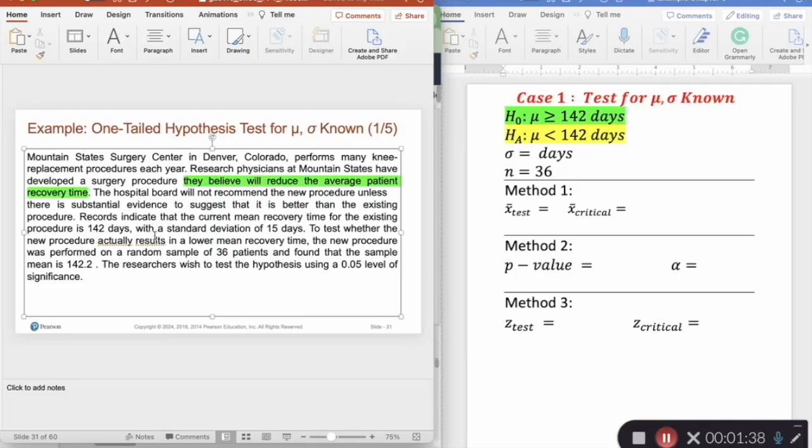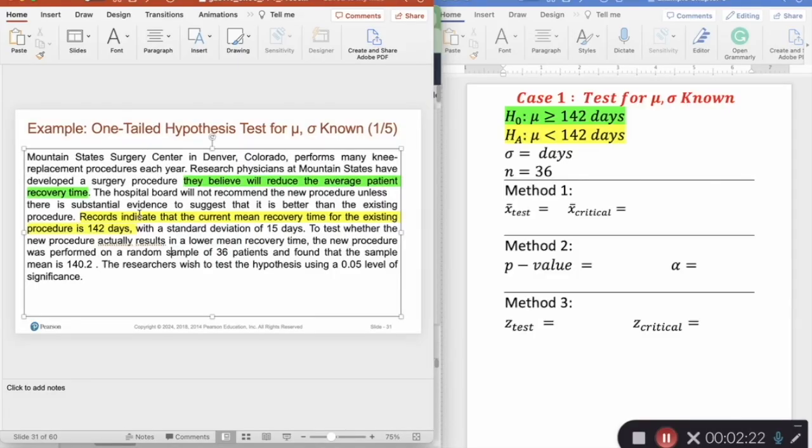Records indicate that the current mean recovery time for the existing procedure is 142 days. So this is the hypothesized mean. What the physicians are saying is that we have a new surgery that can actually reduce the recovery time to be less than 142. This is my alternative hypothesis, because this is the claim, and they have to support this claim.